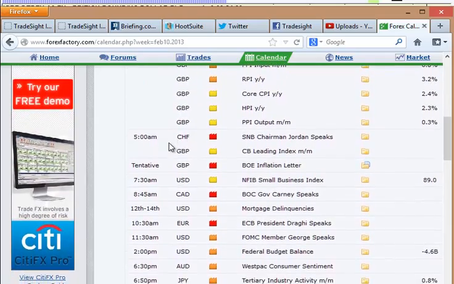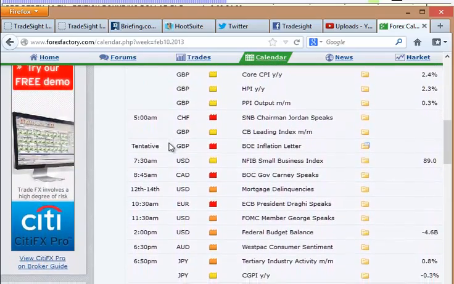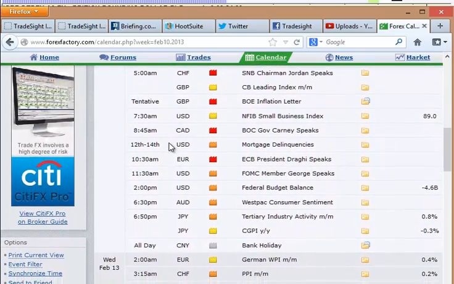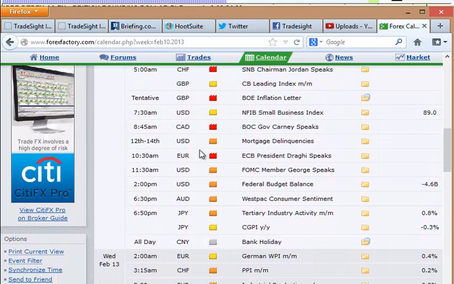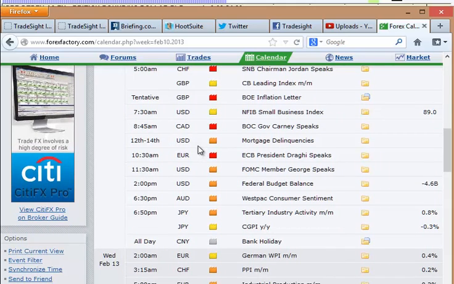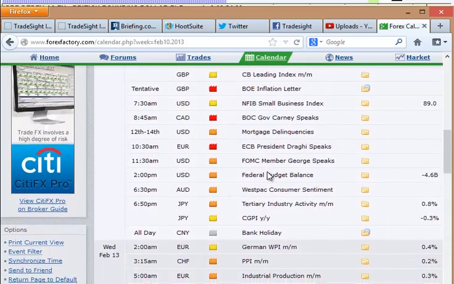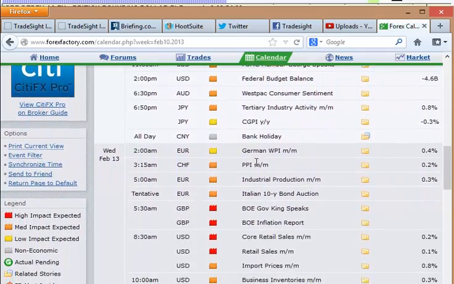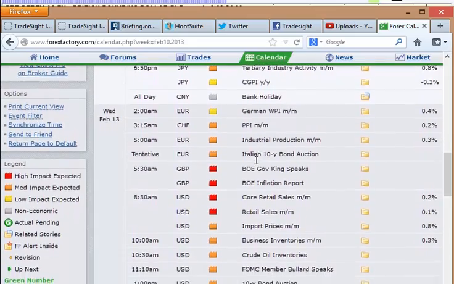All your eyes basically coming out right there at the same time. Leading index, the CB leading index, right after that. So that's some UK data at least. Nothing too big for the market though, unless it misses or beats by a lot. Got small business index out of the U.S. and mortgage delinquencies. Also the Treasury budget number at 2 p.m. Eastern Time on Tuesday out of the U.S. Bank holiday again out of China. Like I said, it's all week long.